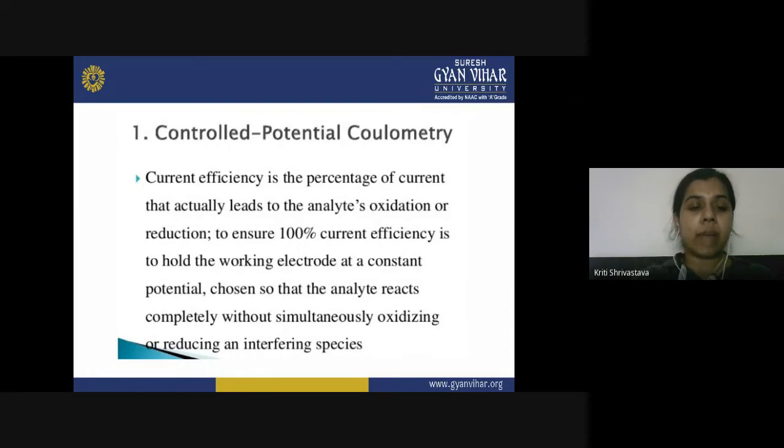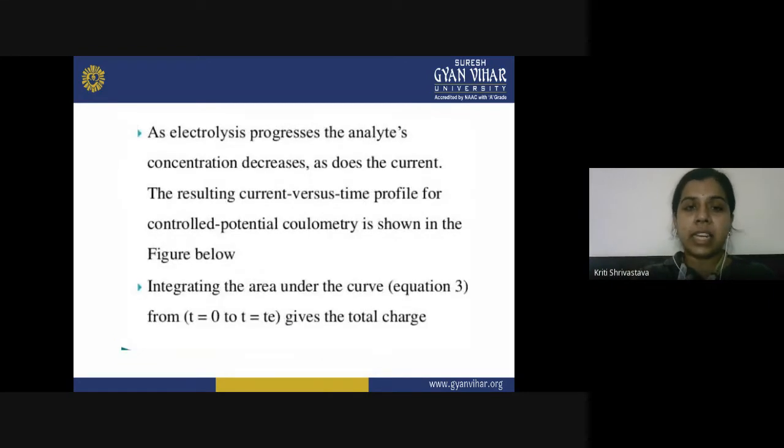Otherwise, an interfering species will also consume the current that you are passing through it, and the value of current that you measure will be incorrect. So in that case, you will get the incorrect concentration of the analyte. So the potential that you are going to adjust in controlled potential coulometry should be chosen wisely. As the electrolysis proceeds, the analyte's concentration decreases, and therefore the current is also decreasing.